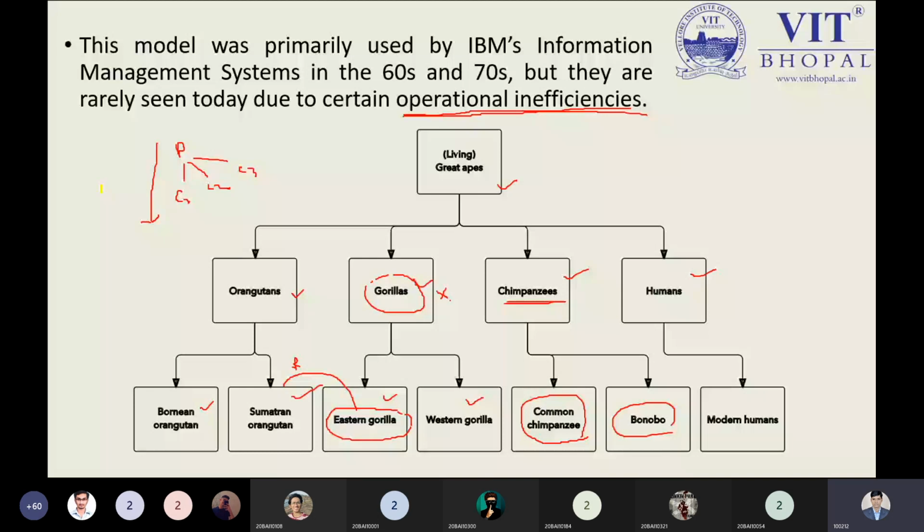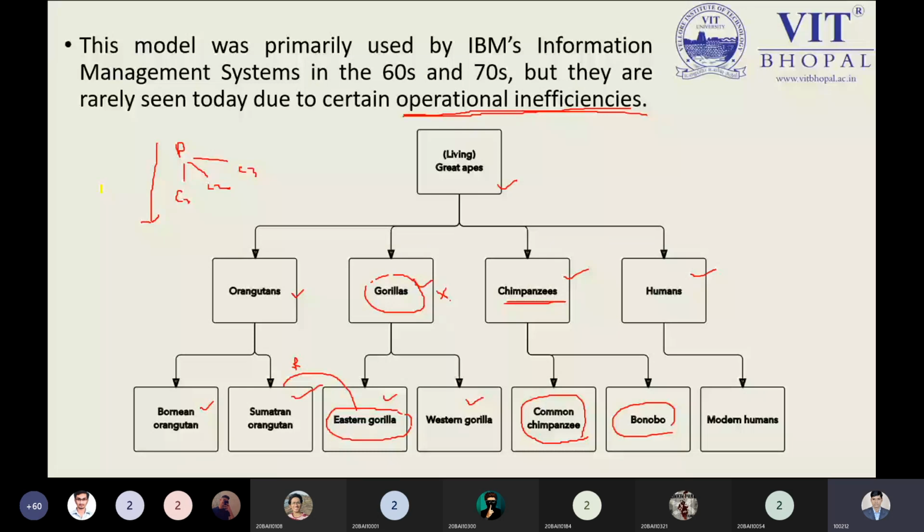Suppose I'm talking about the Western gorilla. The Western gorilla belongs to the gorilla parent, and the gorilla's parent is the great ape. So we have to follow this sequence properly. The Western gorilla or Eastern gorilla is not a part of the orangutan. So we have to classify and categorize the data properly by the hierarchical model. It seems very easy, just like a tree data structure.